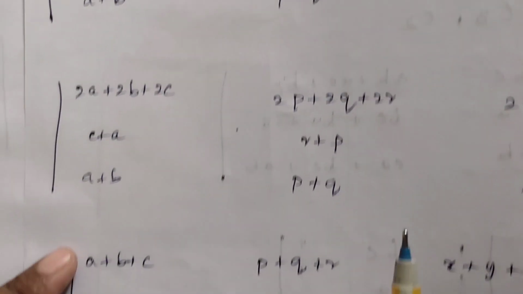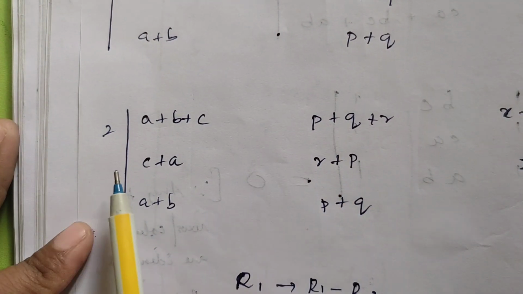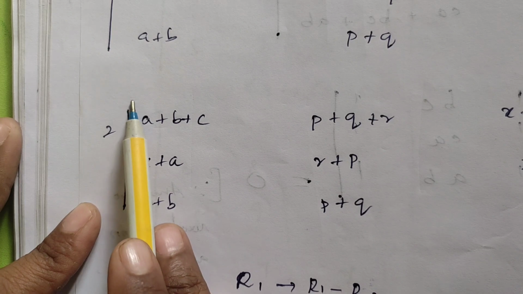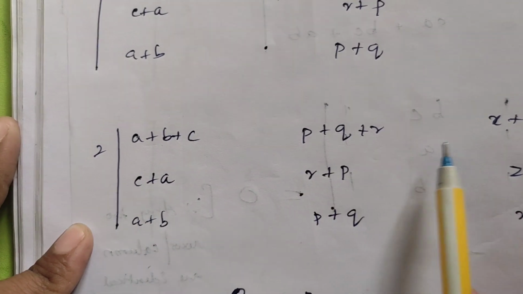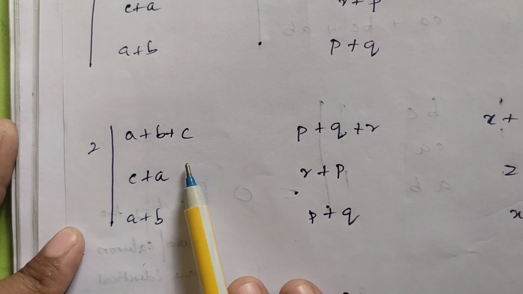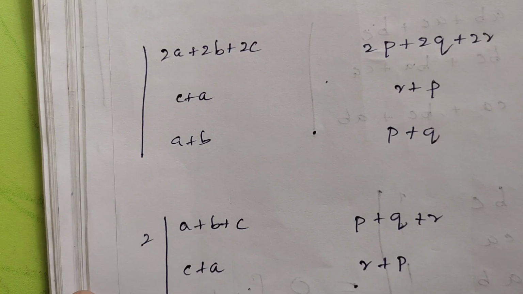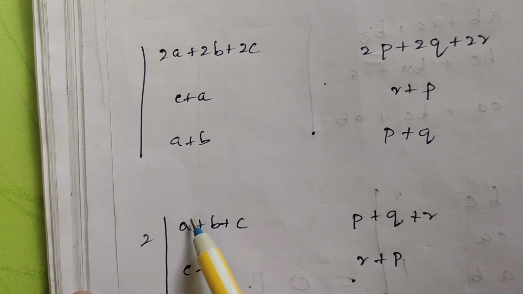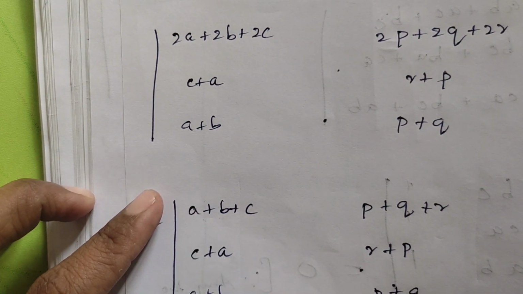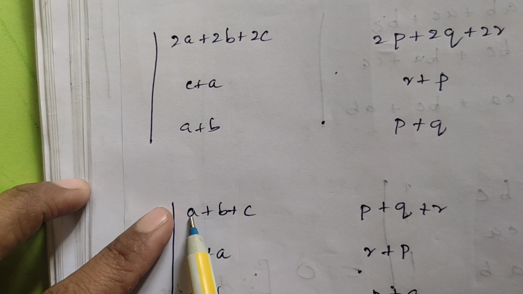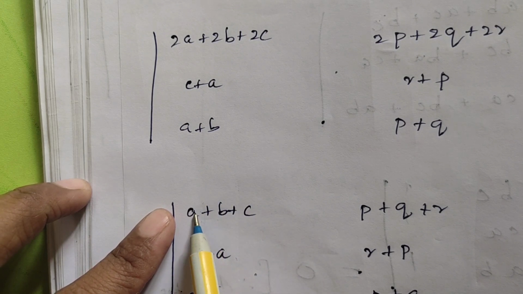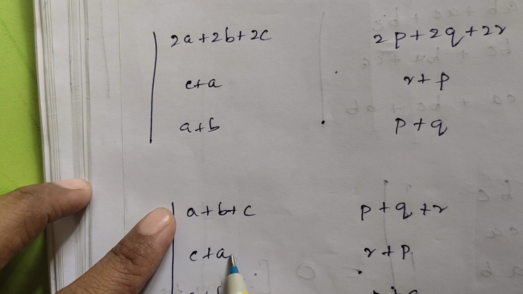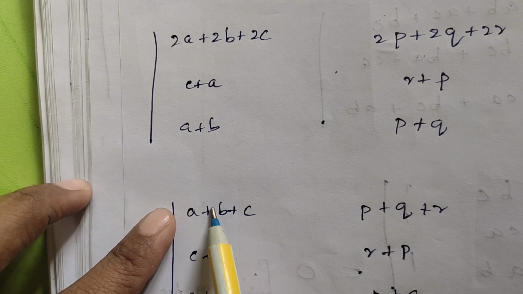If I take the constant multiple 2 out, I get 2 into the determinant with a plus b plus c, p plus q plus r, x plus y plus z. The next thing, I have to make it here a single element like a, b, c, so I am going to do R1 minus R2. If I am subtracting c plus a, c and a will get cancelled, b alone remains. That is what has been done here.